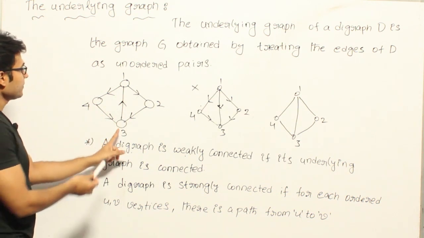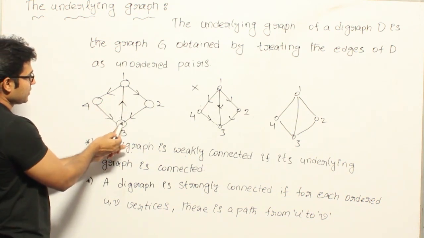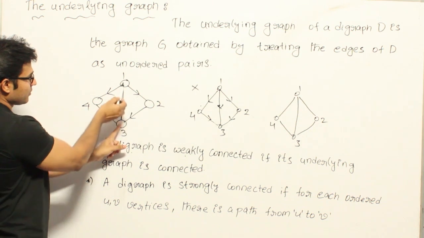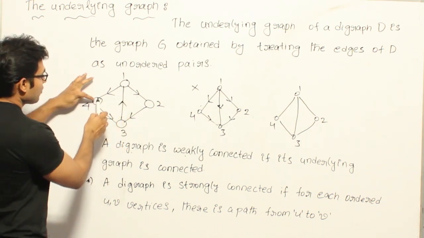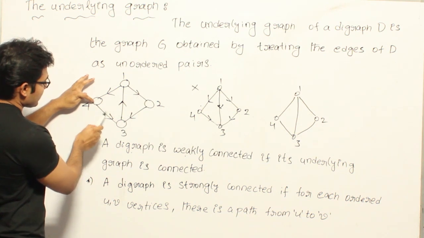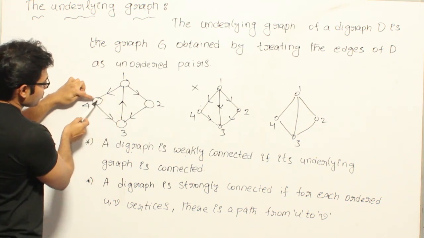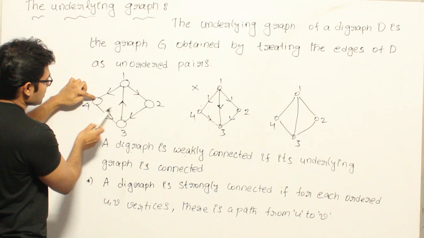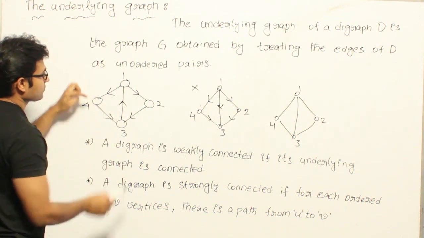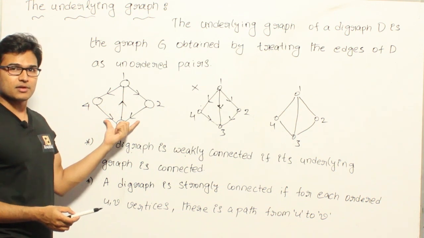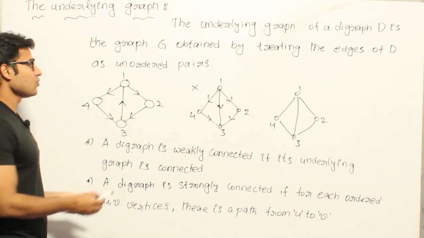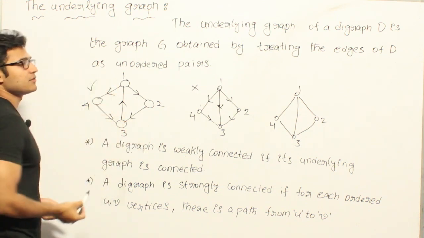So what about 3? From 3 to 1, yes. From 3 to 2, yes. From 3 to 4, yes. And what about 4? From 4 to 1, yes. From 4 to 2, yes. From 4 to 3, yes. So what can we say now? Every ordered pair is connected. Therefore this is strongly connected, right?